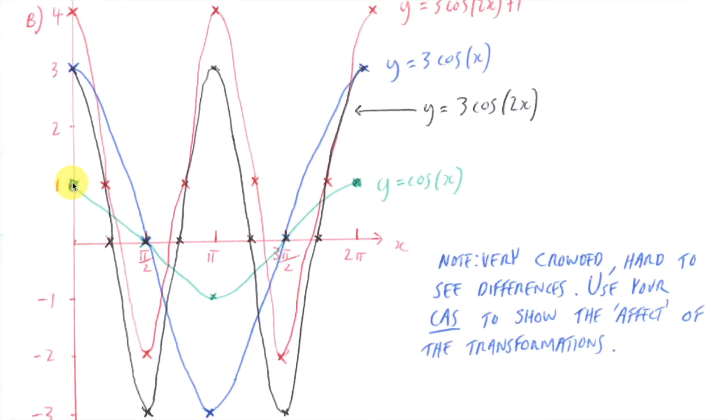Okay, so let's look at the green graph. That's the basic y equals cos x. So the critical values are given. The first transformation that we're going to consider is a dilation factor of 3 parallel with the y-axis, and that's shown here in blue.